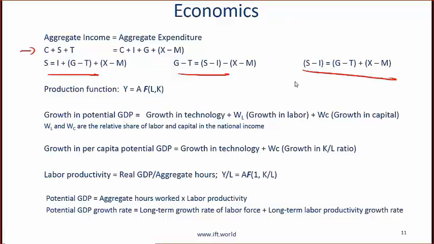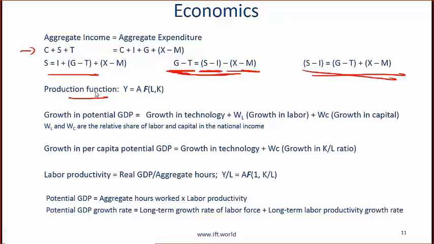So now if you think about it, what this is telling you is the following. What's G minus T? This is the government fiscal deficit. It's the government spending minus taxes. That is coming from your net savings, savings minus investments, minus the X minus M. So anyway, just learn these formulas. There is a good chance that you'll get a question based on these.